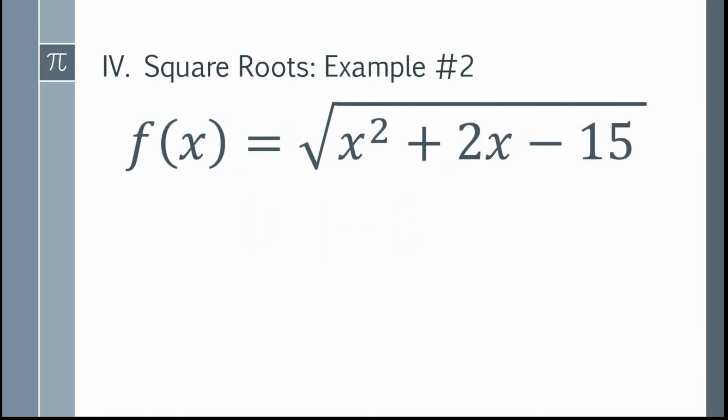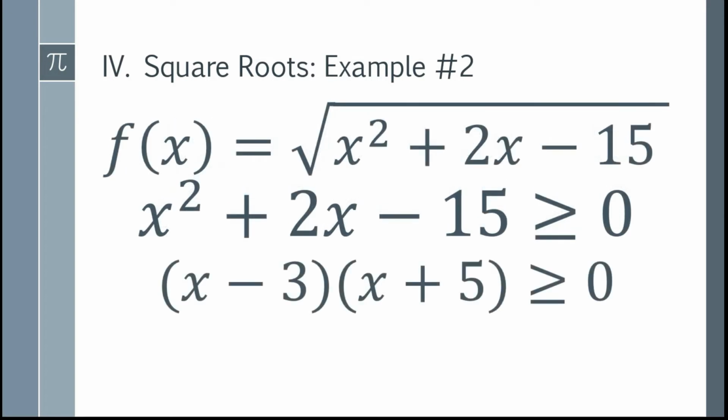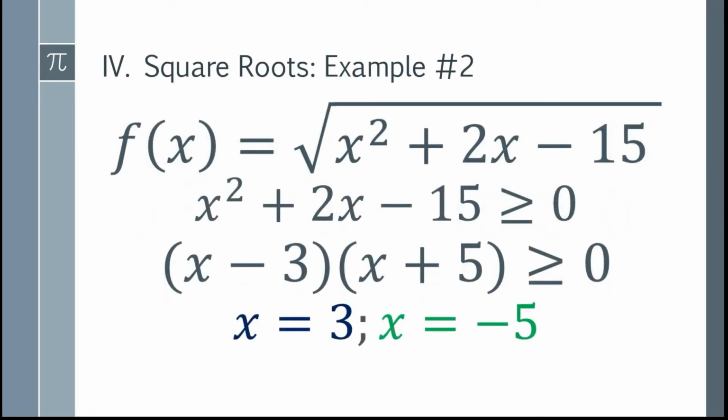Now, what if we have the function f of x equal to the square root of x squared plus 2x minus 15? How are you going to do this? We have x squared plus 2x minus 15 greater than or equal to 0. Now you have to factor this to find the values of x. So x is equal to 3 or x is equal to negative 5.